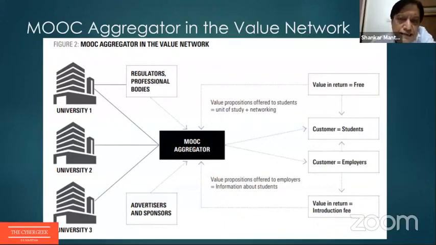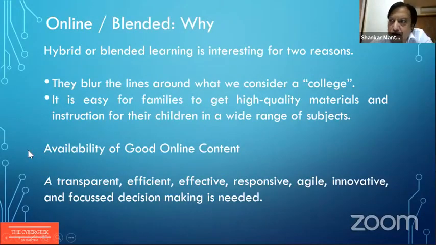And if you have a subscription model, let's say for maybe 2,000 students, that's the difference that will be available to you. So why should we have online or blended learning? Blended learning, like I said, applied sciences cannot be completely virtual. So therefore, in future, you will have blended learning where the hands-on experience will be available to people. So they blur the lines around what we consider a college, easy to get high quality material, good online content. But a decision will be required in terms of transparency, efficiency, effectiveness, responsiveness, agile, innovative, and so on. These are the attributes, but in order to make use of these attributes, you need focused decision making.